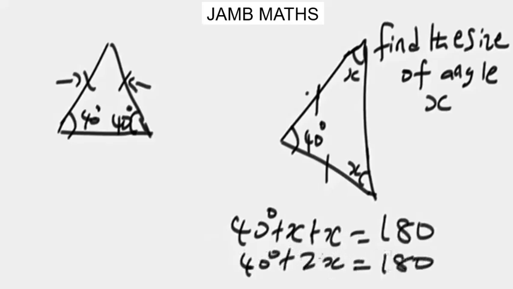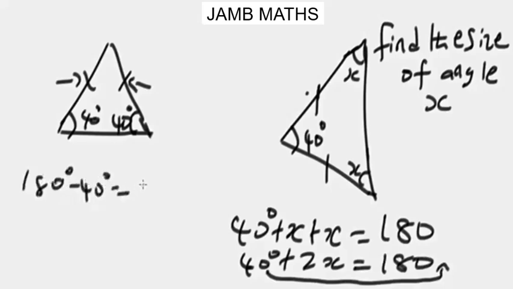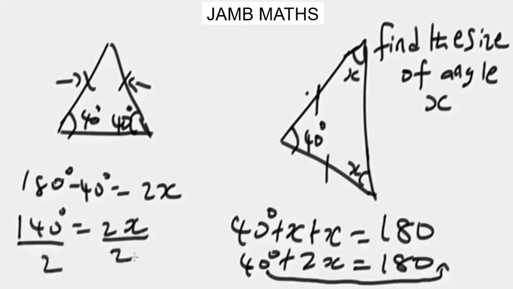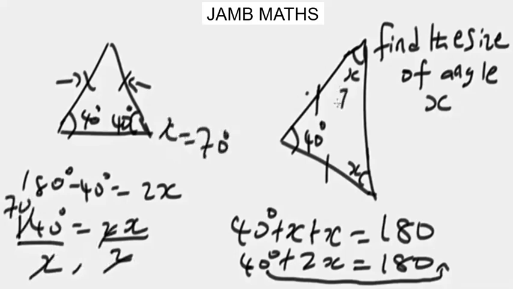Right, to make x the subject of the formula, this 40 will first of all cross this equality sign to the negative. 180 degrees minus 40 degrees equals what? 2x. So when you subtract, you're going to have 140 degrees equals 2x. To make x the subject of the formula, divide both sides by 2. 2 into 140, 2 into 14 is 7, so 70. So our x is what? 70 degrees.